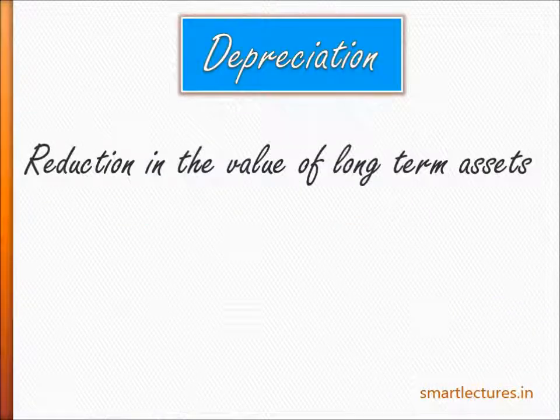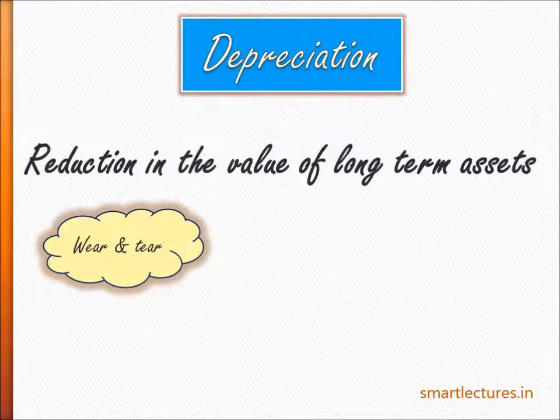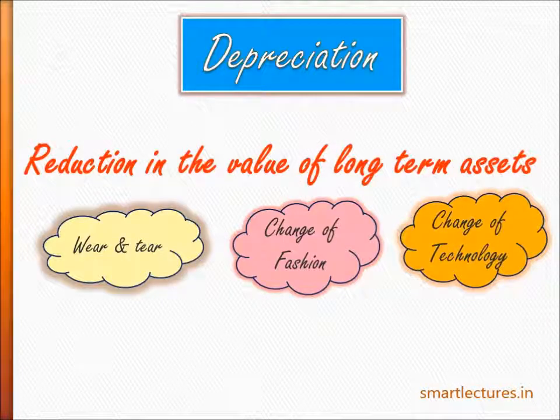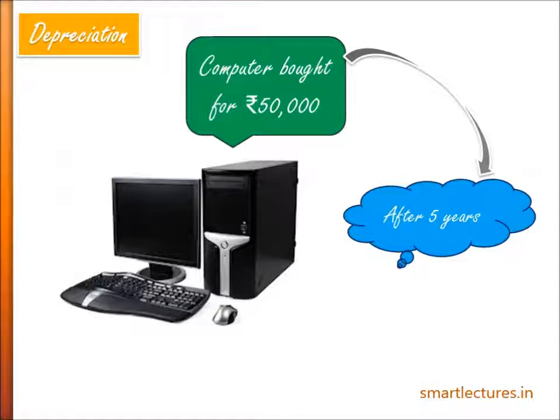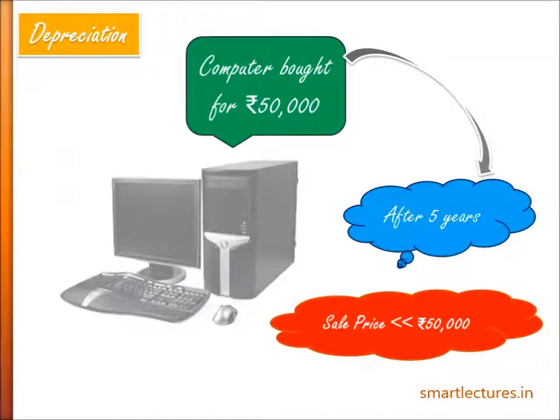Basically, depreciation means wear and tear, a reduction in the value of an asset due to wear and tear, change of fashion, or change of technology. For example, if you buy a computer today for ₹50,000 and after 5 years you go to the market to sell it, are you sure you will be able to sell it for ₹50,000? No, because so many parts of the computer have gone out. Maybe they have become obsolete. And secondly, when you bought the computer, it was looking new. Now it doesn't look so nice. So it's all due to wear and tear.